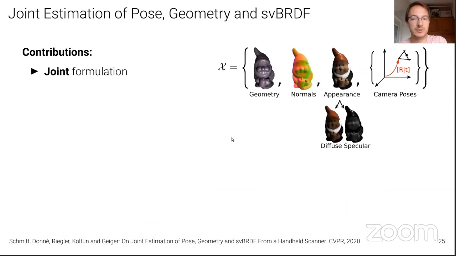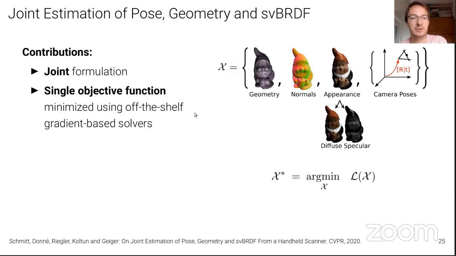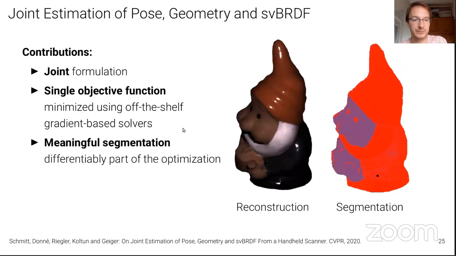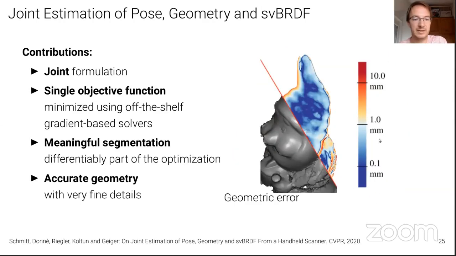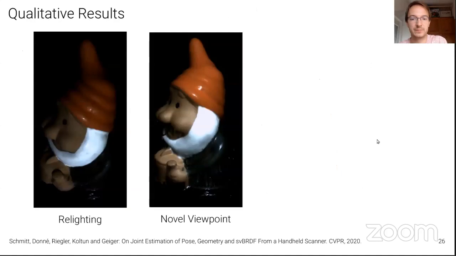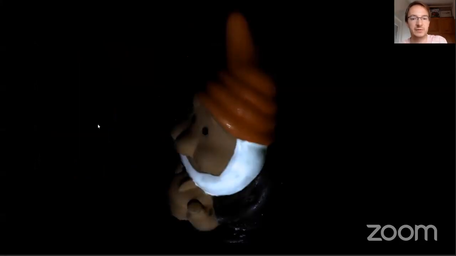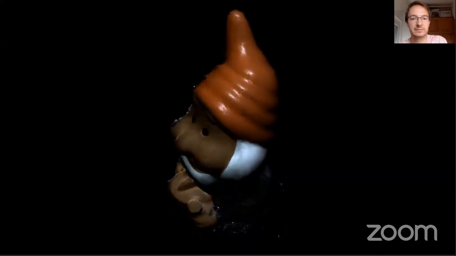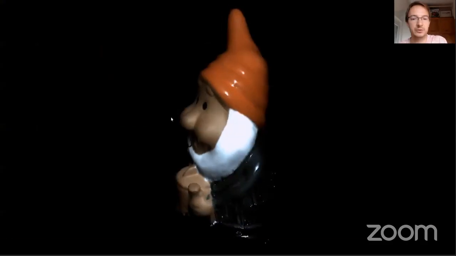The contributions of this work that we also present at CVPR here is a joint formulation over pose, geometry, and spatially varying BRDF using a single objective function minimized using off-the-shelf gradient-based solvers, which is in contrast to prior work, which often uses an alternating optimization scheme of multiple different objective functions. We obtain a meaningful segmentation into different parts in terms of their material and accurate geometric details. Here we can see some results on the left for relighting and on the right for novel viewpoint estimation.